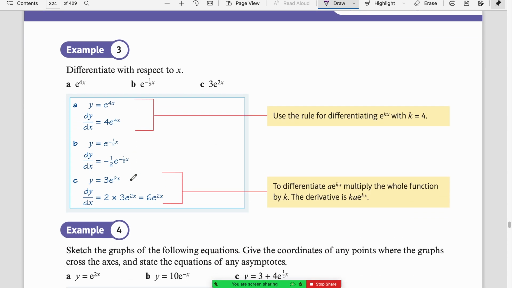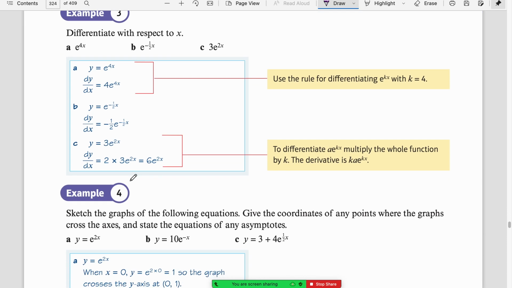Now these are a few examples. Differentiate with respect to x. These are solved examples. E raised to power 4x: first as it is, then you multiply it with the differentiation of the power only. So as it is, you copy it here, then you multiply with the differentiation of the power.